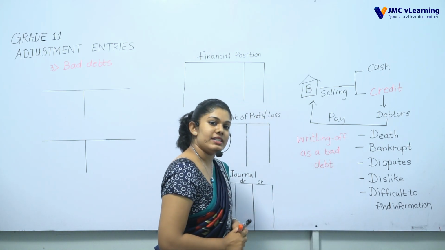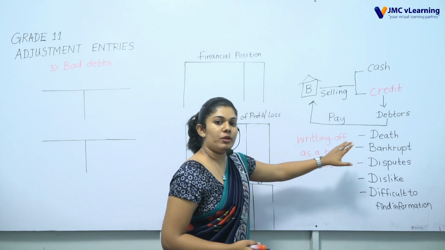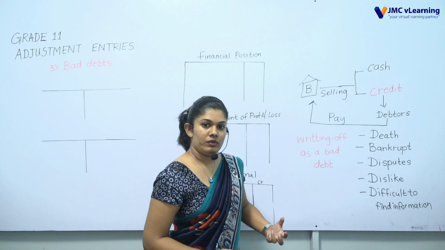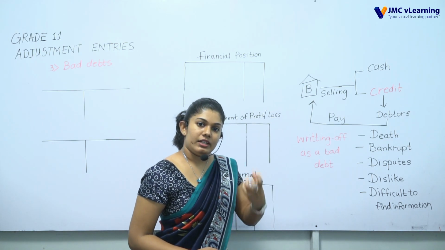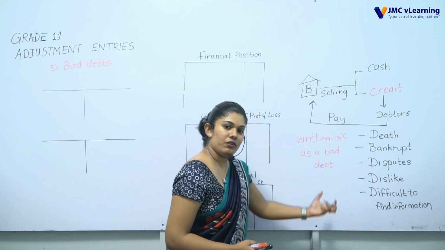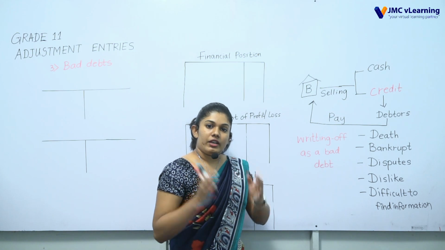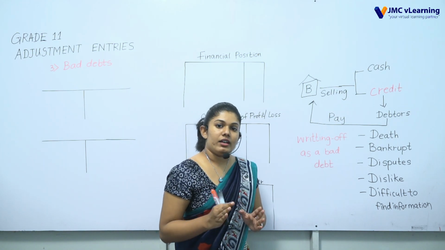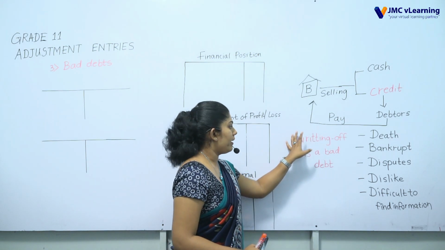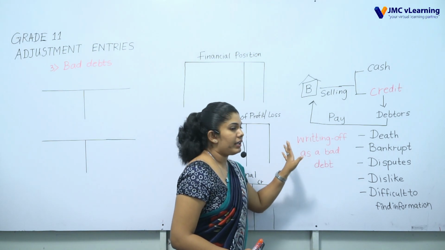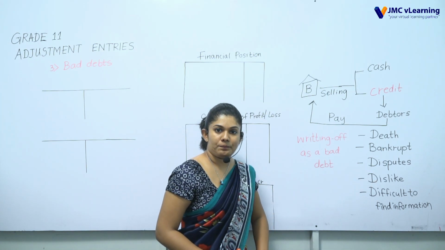Therefore, the idea is here. The debts that cannot be recovered. I know for sure I can't get this amount back. The debts that cannot be recovered are termed as bad debts. If there is a bad debt in the business, we have to let it go, or in other words, we call it writing off.